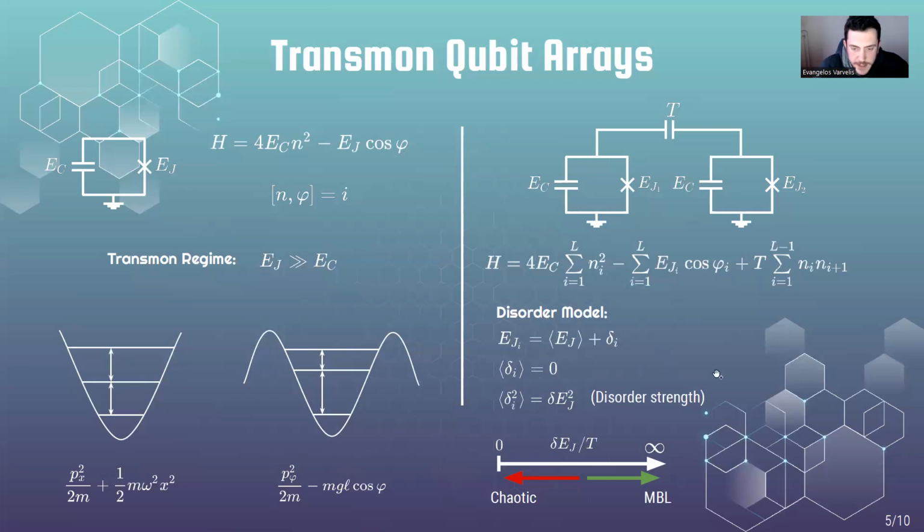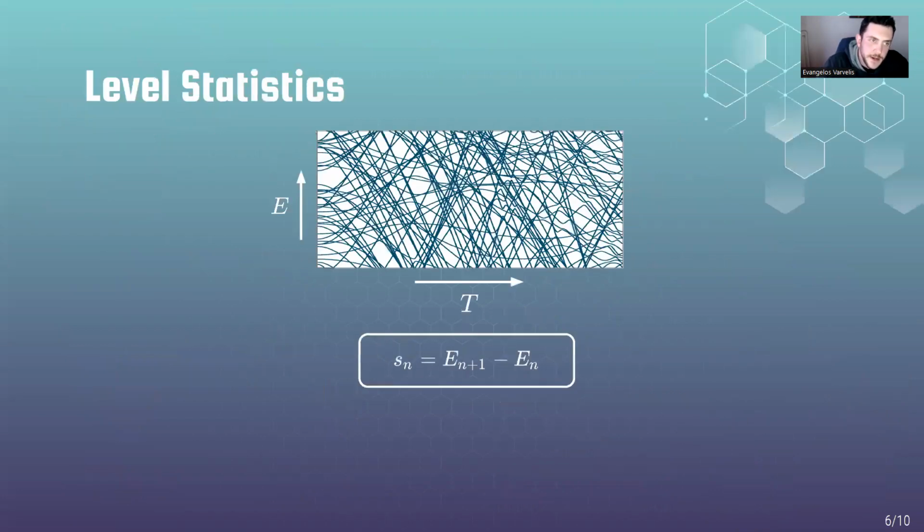So now that we have this whole machinery set up, I want to talk about the probes that we use to study this transition for this system. So let's start with level statistics.